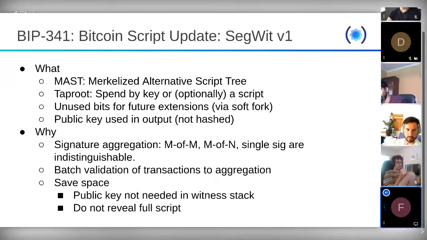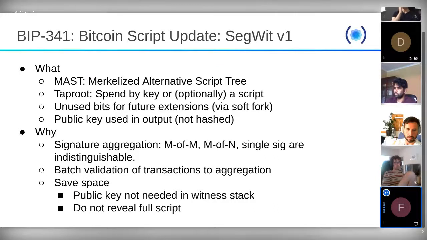The batch validation. So as we discussed for the aggregation, a miner, any node, can then verify that all the Taproot transactions are valid by adding the signatures and the public keys and doing one signature verification for the whole block.